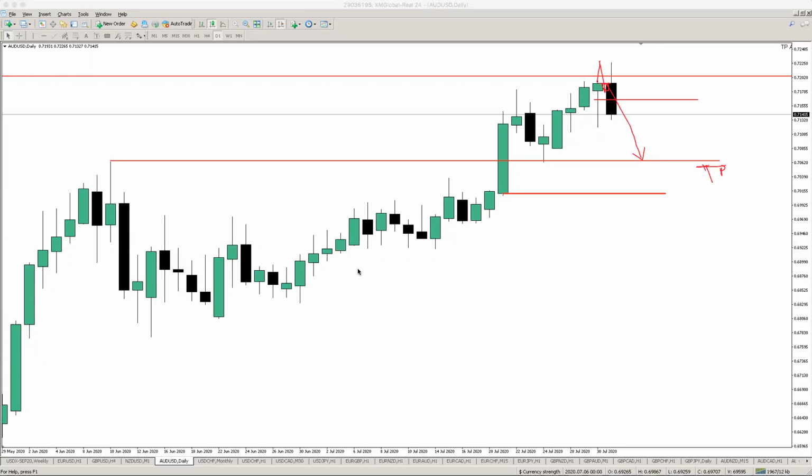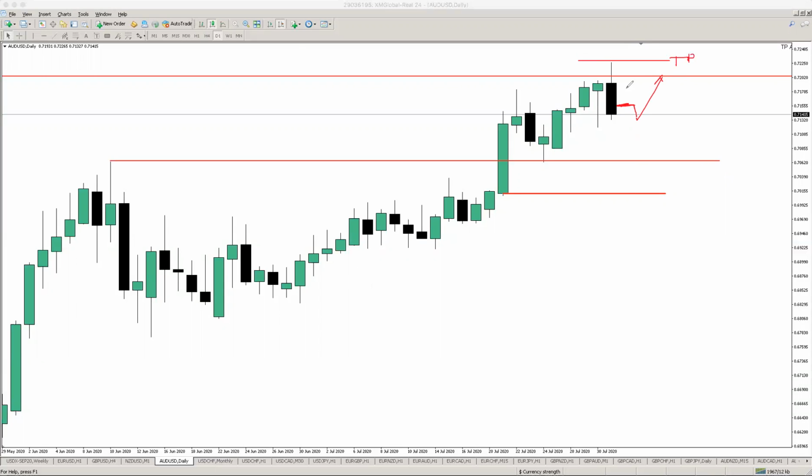Now for our weekly trade, if they open higher, if they open somewhere here, that means they'll just come down to this zone here and trade higher, to take out this high here. That's going to be our TP.